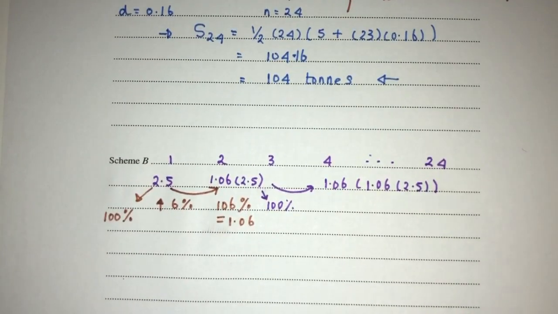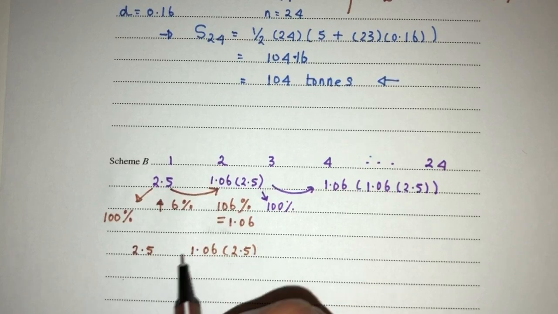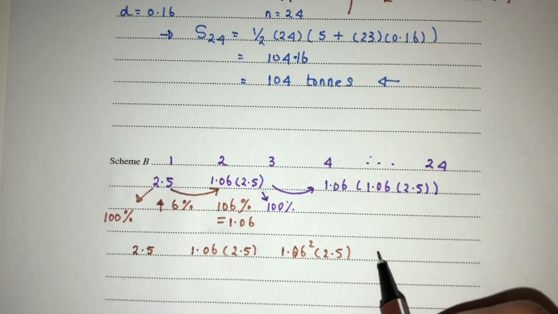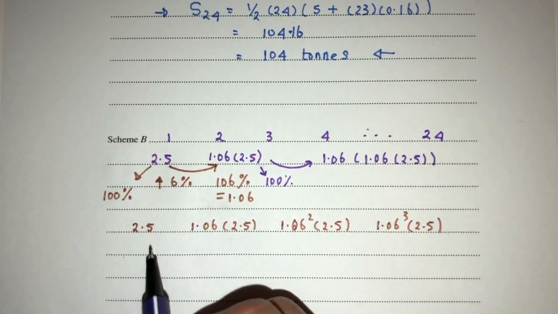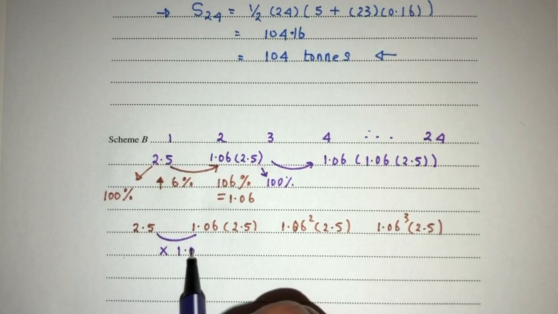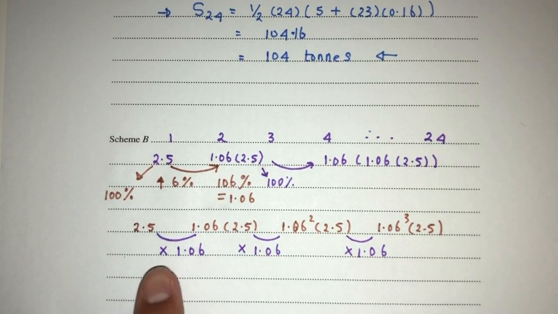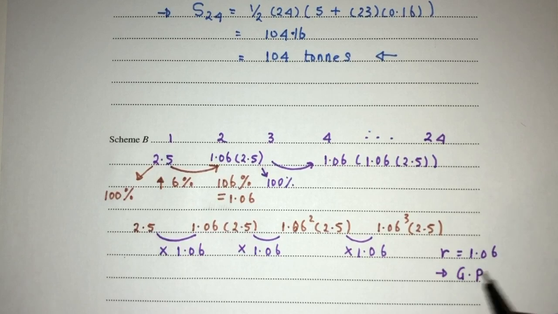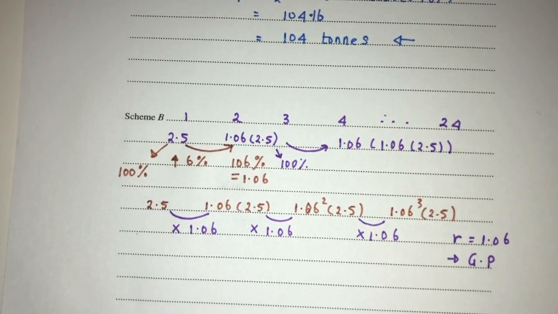So the main idea is that this will happen. The first term is 2.5 that we know. Second term will be 1.06 times 2.5, okay. Third term will be, this time, 1.06 squared times 2.5, and 1.06 cubed times 2.5. As you can see, every term is being increased by a multiple of 1.06. So whenever we have this kind of increase, this is called the common ratio, 1.06, and this is a geometric progression. As you can see here, whenever it was increased by plus, just add or decrease by equal amounts, it was arithmetic progression. But now when we have multiply, it will become a geometric progression.